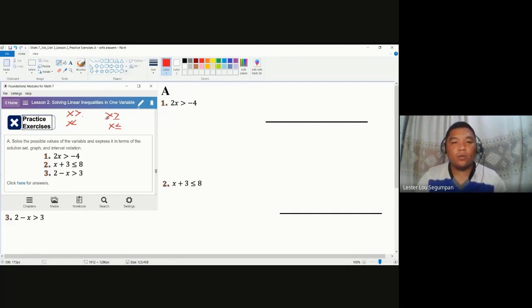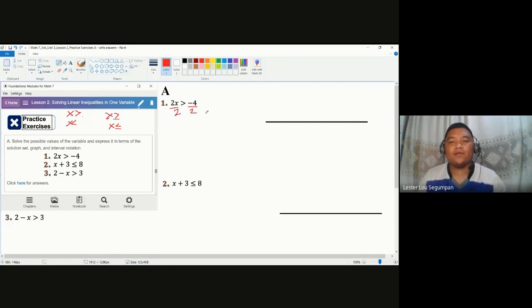So let's start with number one. In number one, we are going to divide both sides by 2 because we need to come up with an expression with x only. And since 2 and x are joined in multiplication, we need to divide both sides by 2.